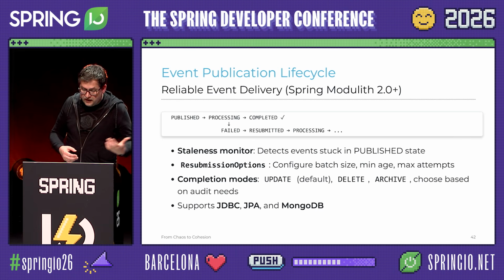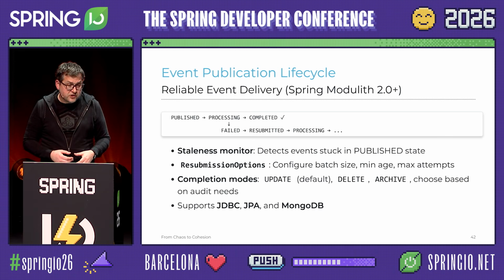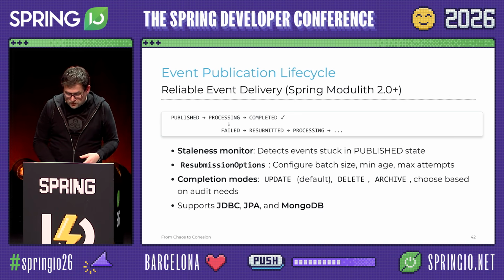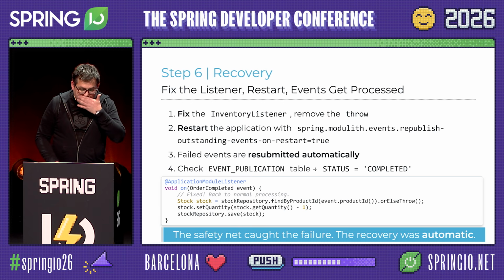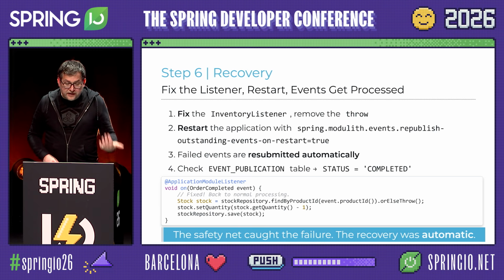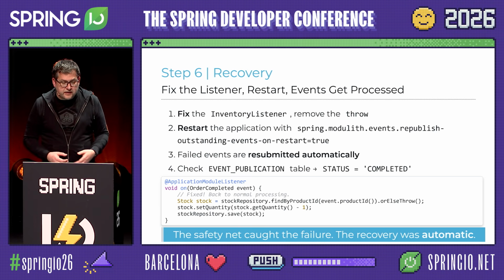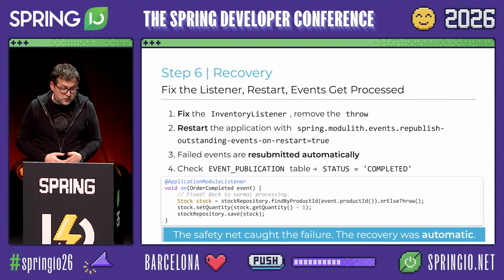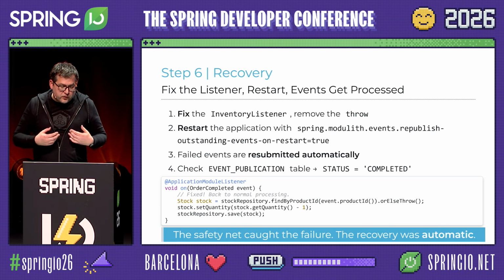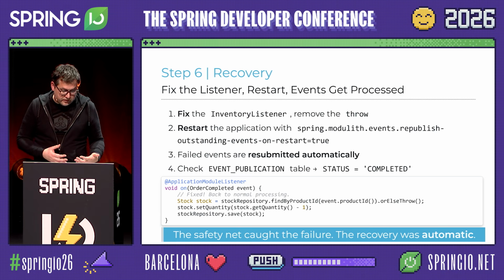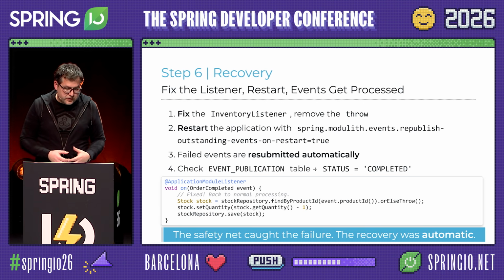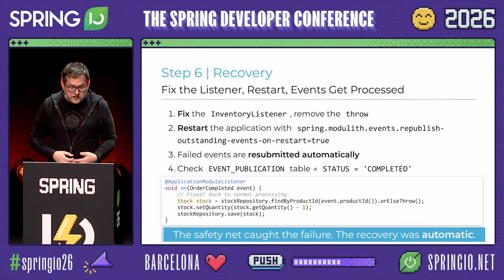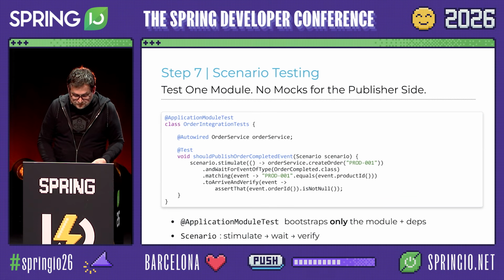The events can typically be stored in a database via JDBC, via JPA, and MongoDB. That's what's supported. But of course, you can add your own if you want to. Now, this is actually the real thing. So you fix the thing, you redeploy, and if you have spring.modulith.events.republish-outstanding-events-on-restart equals true, it will automatically reprocess those events which failed before, right? Or as I said, you could do it on the API too. And that's really awesome. It means we are not losing anything, which is quite important.